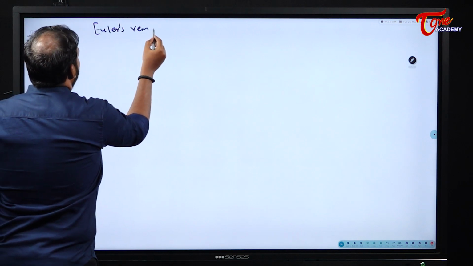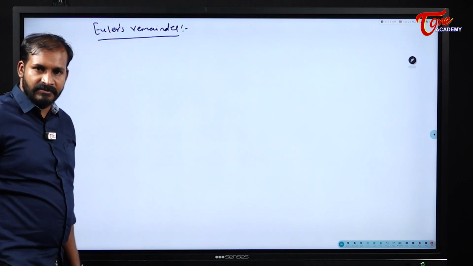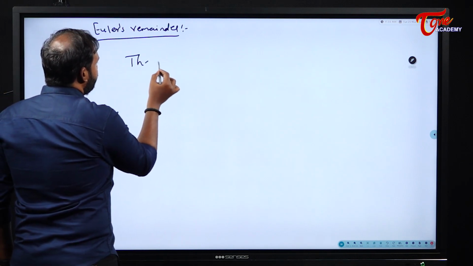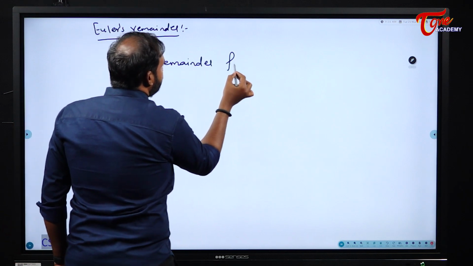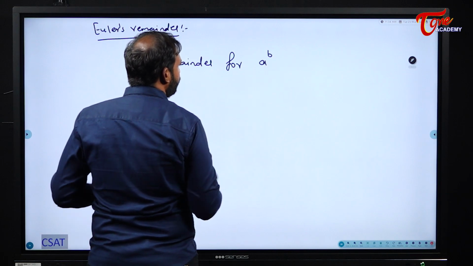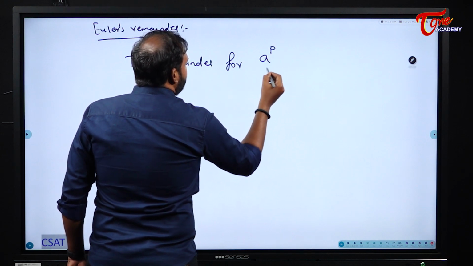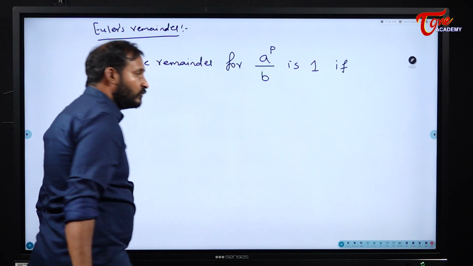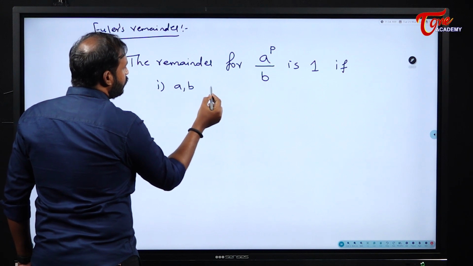Euler's remainder. What is this Euler's remainder, and how are we going to get it? We will see. Euler's remainder property says that the remainder for a to the power of p by b is 1, if it requires two conditions. The first condition is a, b are co-primes.